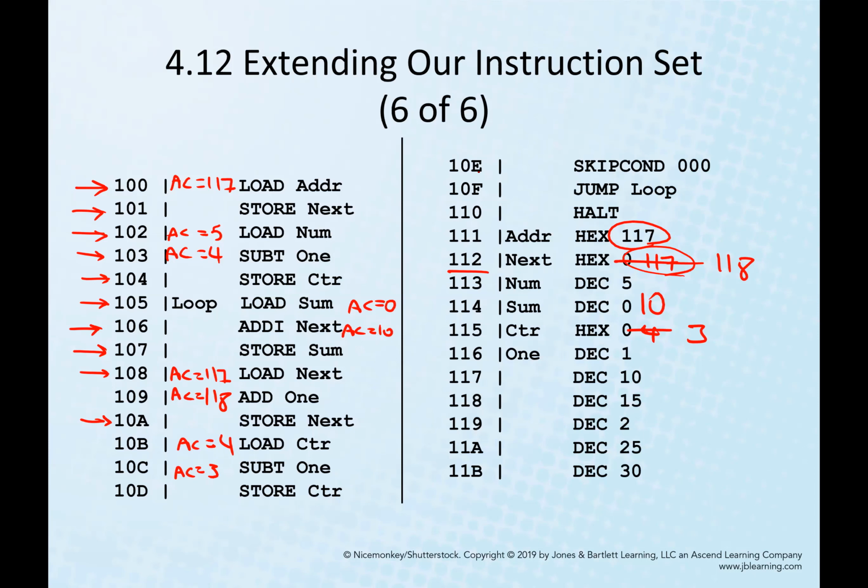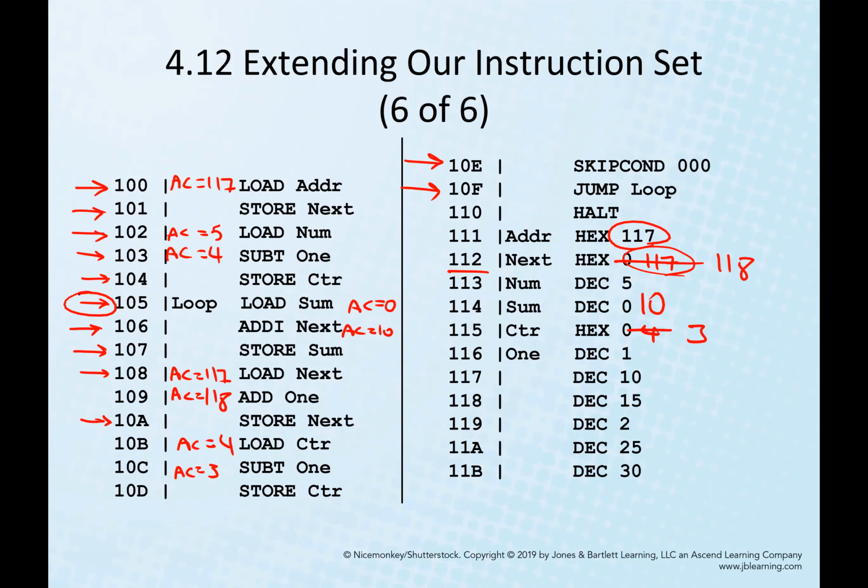This line, 10E. Skip condition 0, 0, 0, we need to check. Skip condition 0, 0 means jump the next instruction if the accumulator is equal to 0. Okay, what's the value of accumulator? 3. So should we jump the next instruction or no? No. So we go to 10F. What does 10F say? Jump to loop. So let's go back to 105.